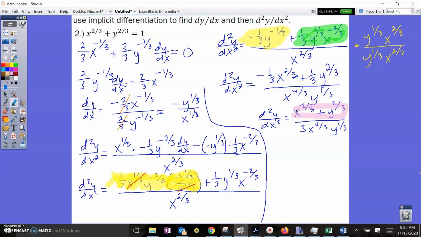Now there's one more thing I'm going to do, because I'm observant. We see here we've got x to the 2/3 plus y to the 2/3, which was exactly the left-hand side of our original equation. So I can replace that with a 1. And so our second derivative ends up being 1 over 3x to the 4/3 y to the 1/3.